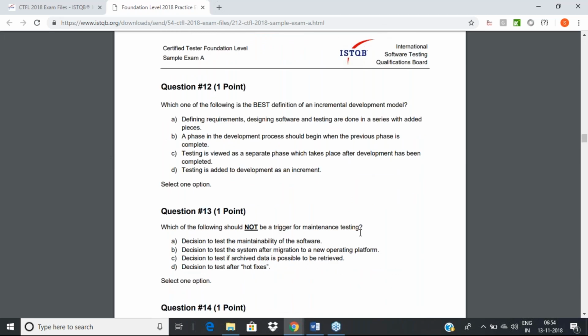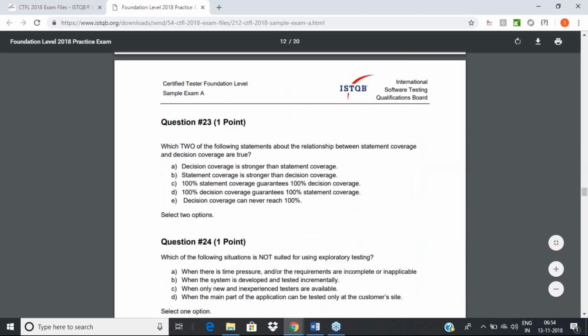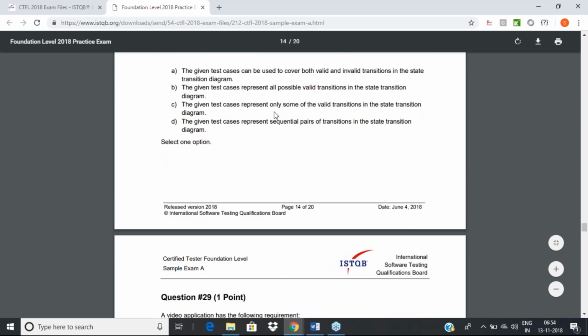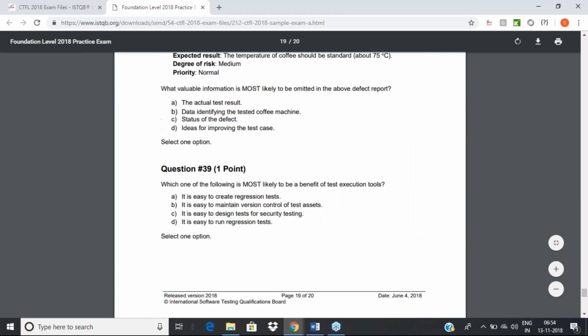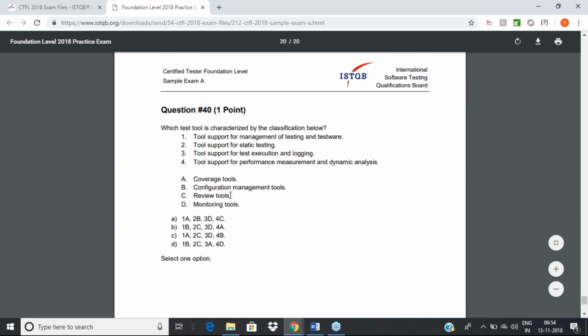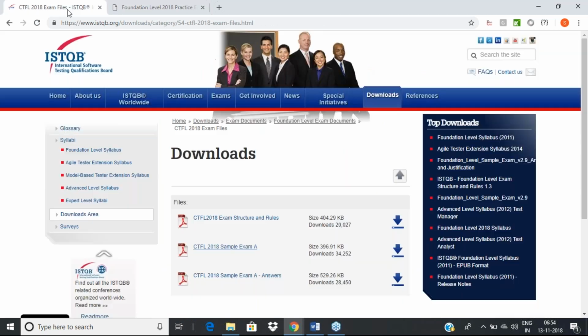Which of the following should not be a trigger for maintenance testing? Something like that. So they'll give you sample questions, but let's see how many total questions there are. Definitely not more than 50, I feel. Yeah, 40 questions, not more than that. So this is just a sample. We'll talk about more than 500 questions. That will help you.